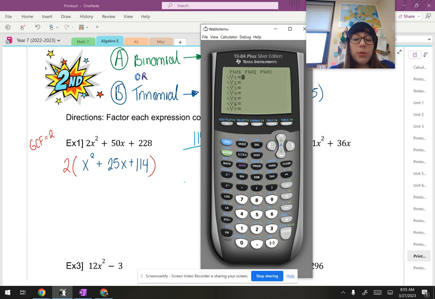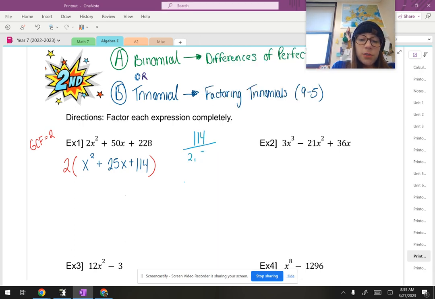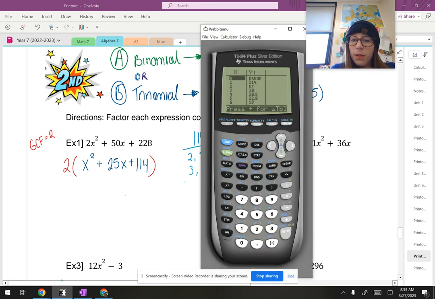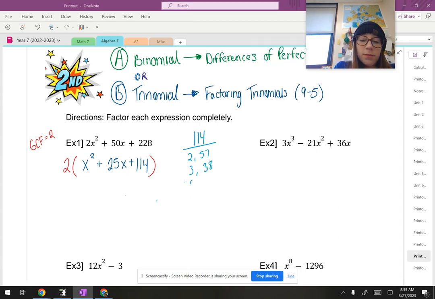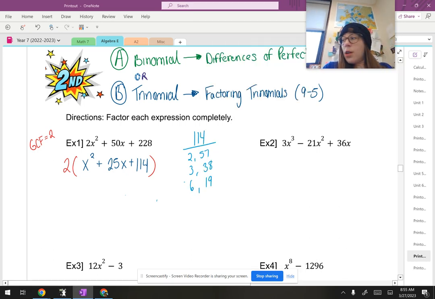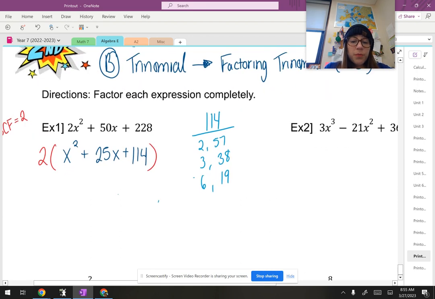Okay, so into y equals, I've got 114 divided by x, second table. Okay, so 2 and 57, 3 and 38, 6 and 19. Okay, so it's got to be one of these.